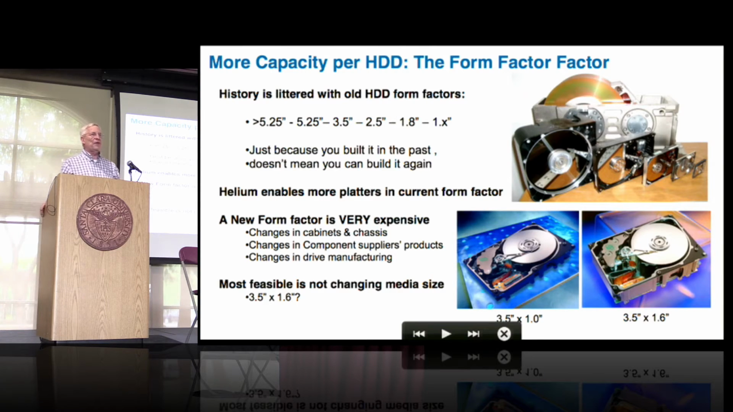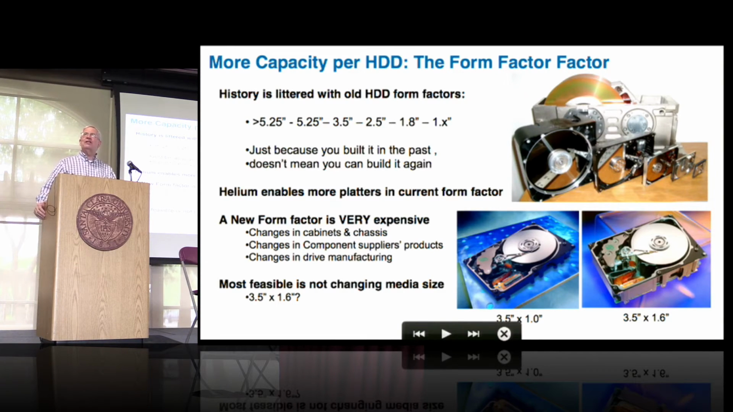Eric Brewer's talk at FAST this February brought out this idea, well, let's change the form factor. Well, we've had lots of form factors in the past, right? Everything from really big drives to really small drives. Why couldn't we use one of those? Well, we'll talk about that.